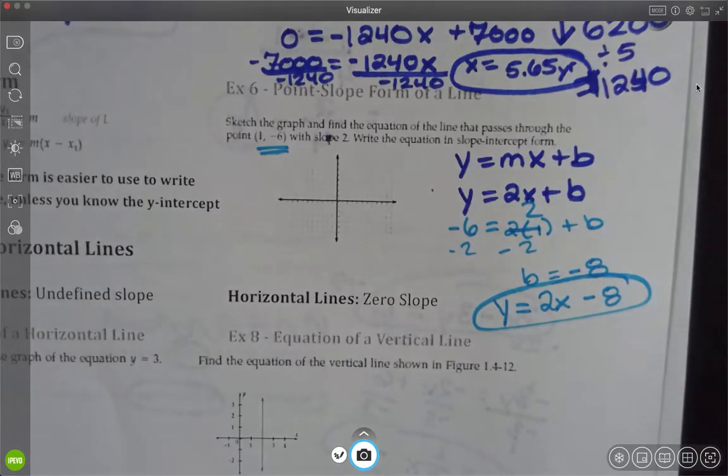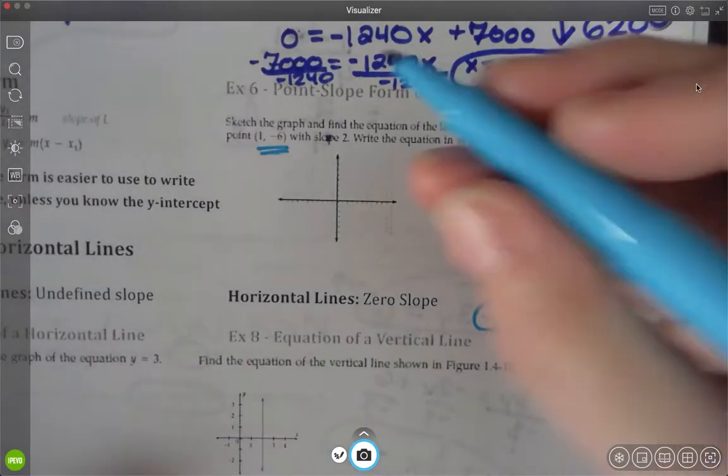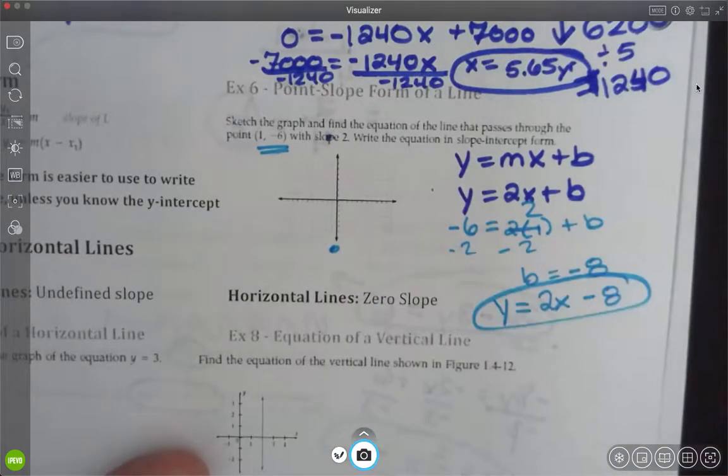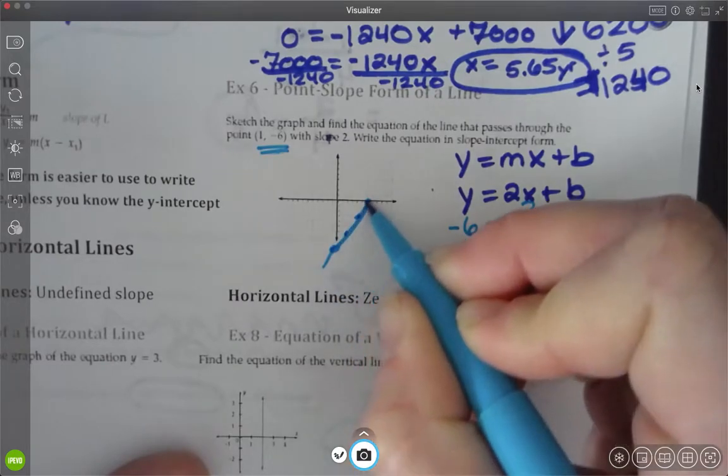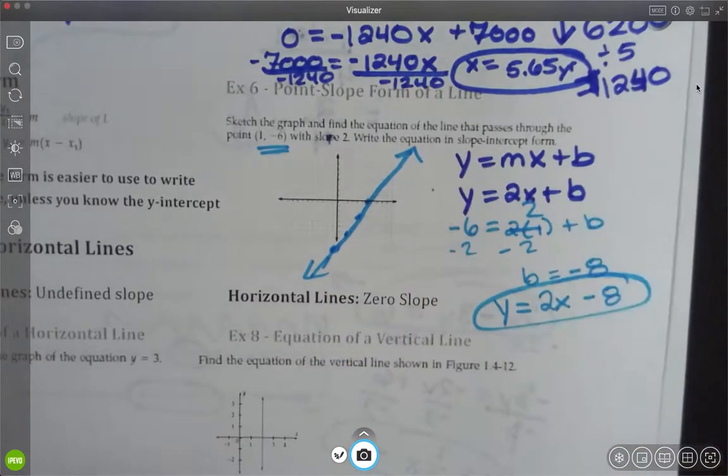So now we have to graph it. Go down to -8 on the y-axis, and then you go up 2 over 1, up 2 over 1, up 2 over 1, etc. My graph is approximate, so graph better than me, because I can't see the lines very well. Just guess. You go down to -8, then up 2 over 1.